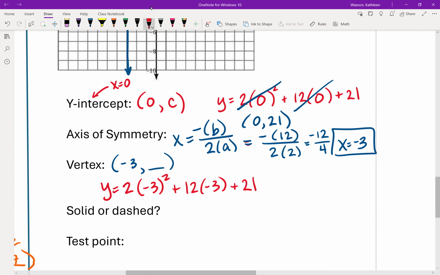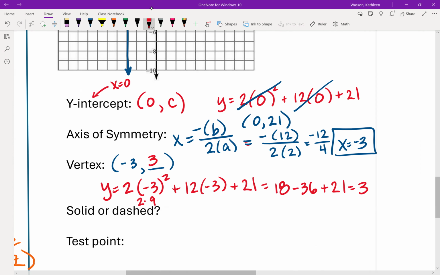Negative 3 squared is 9. Negative 3 times negative 3. I have 2 times 9. So this starts out with 18. 2 times 9, and then 12 times negative 3 is negative 36 plus 21. 18 minus 36 is negative 18 plus 21 is 3. So when x is negative 3, y is 3.